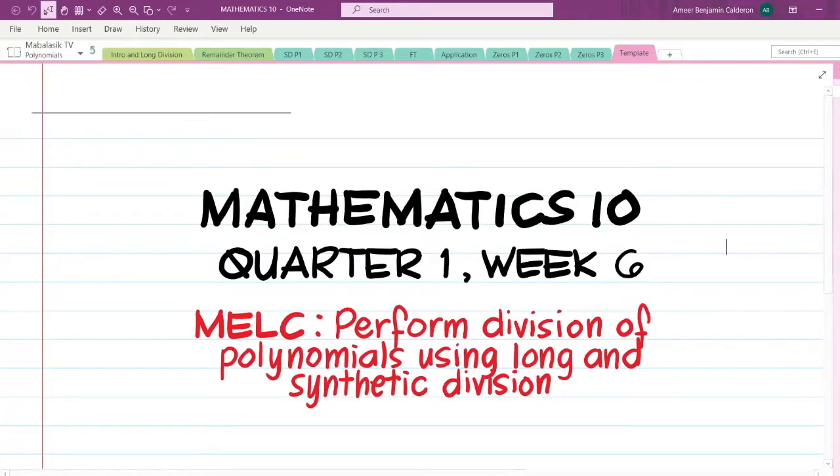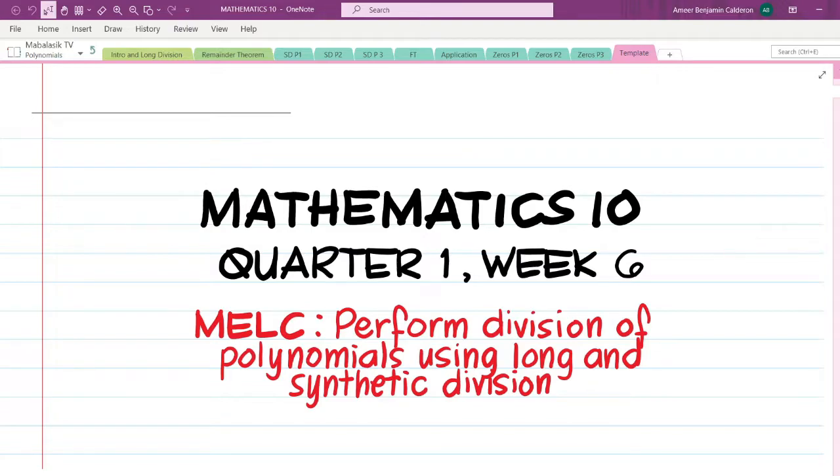We are now moving on to week 6 of quarter 1, wherein we are going to focus on polynomials. So our objective for this video is to perform division of polynomials using long and synthetic division.